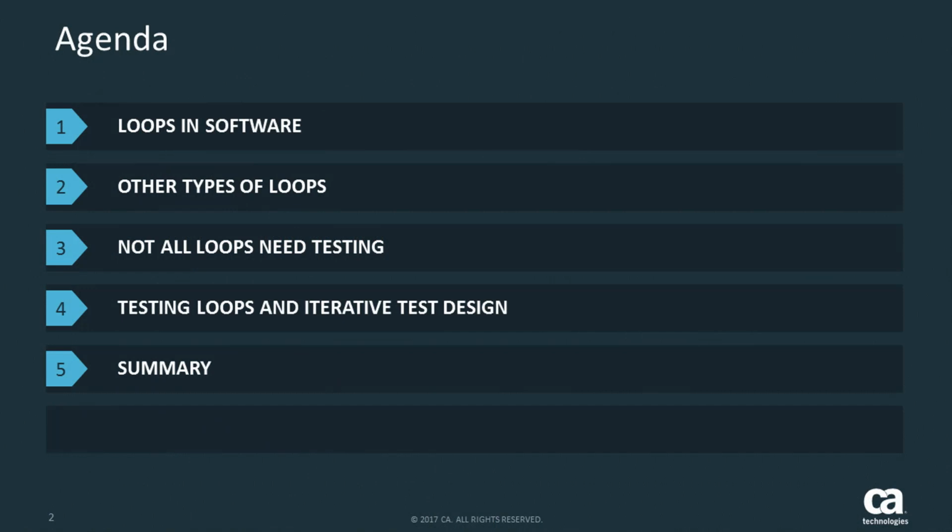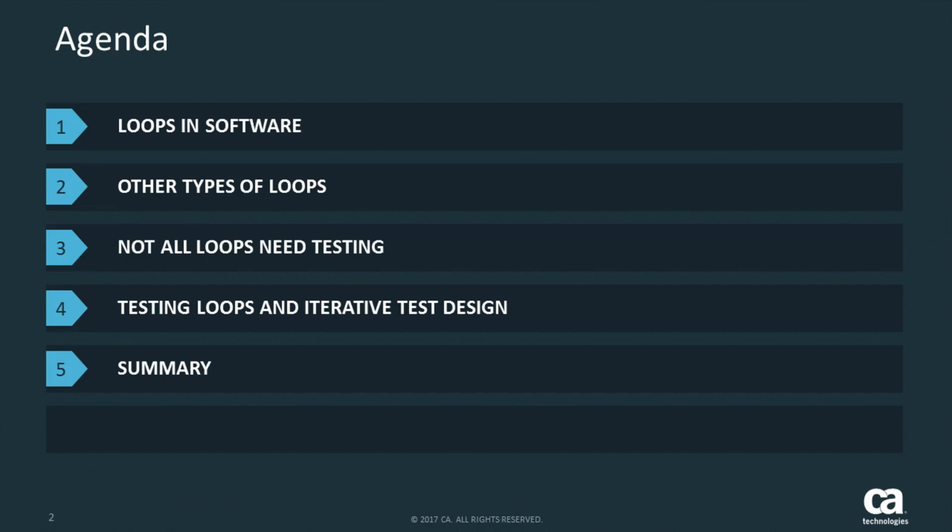So firstly, I'll talk about loops in software and just explain what they are, and mention some other types of loops, or where loops are used in combination, if you like. Now, there's a kind of a caveat in that not all loops actually need testing, and I'll explain what I mean by that in the session.